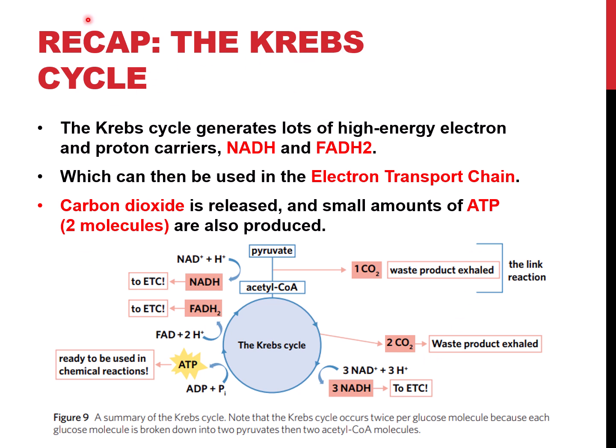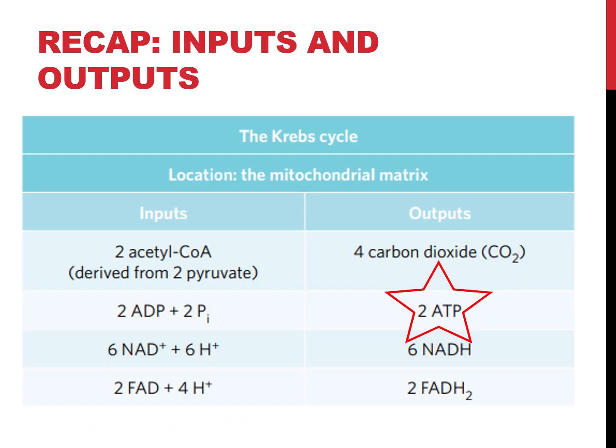So we looked at the Krebs cycle last class. Essentially, it helps create NADH and FADH2, which are used as electron carriers, and then of course hydrogen carriers, which are protons. Also, carbon dioxide is released. ATP is created, 2 molecules in that case. And you can see that here.